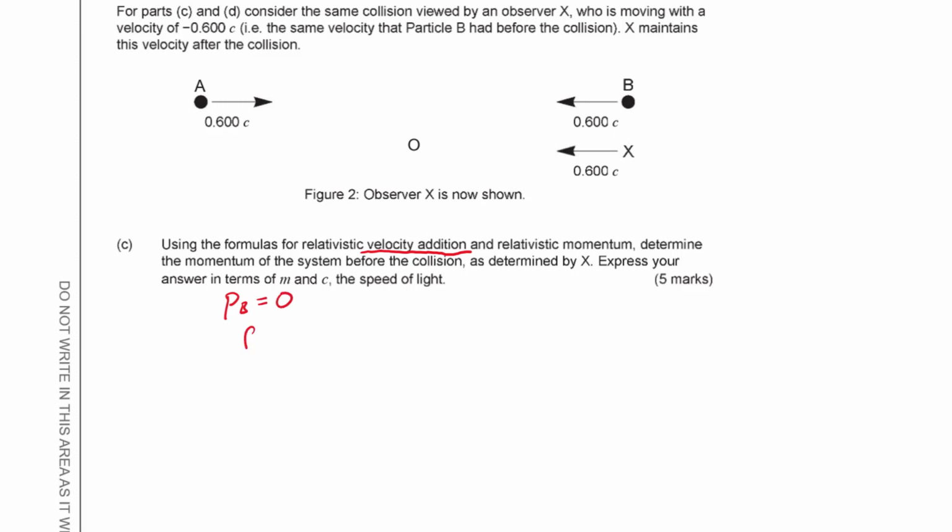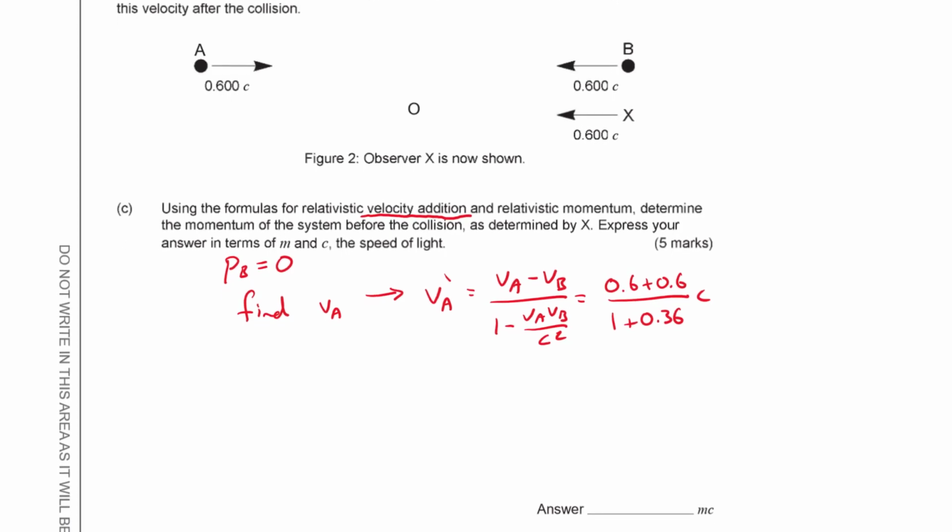So now I need to find the velocity of particle A according to particle B, or according to X, it doesn't really matter. So I'm going to use the formula for u prime, and then just sub in those values. Okay, and then here we go. Right, so then I just work this through and I end up getting 1.2 over 1.36, which is equal to 0.882c. So that is the velocity of A according to B, or according to X, and that's important.